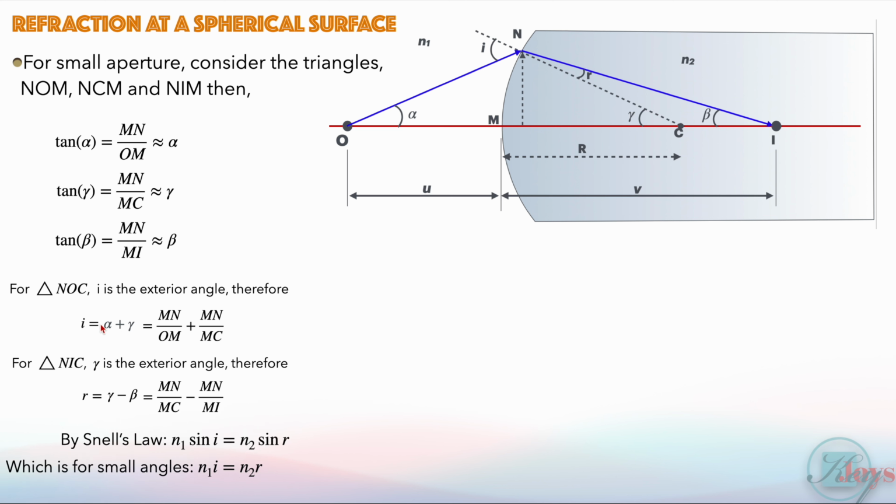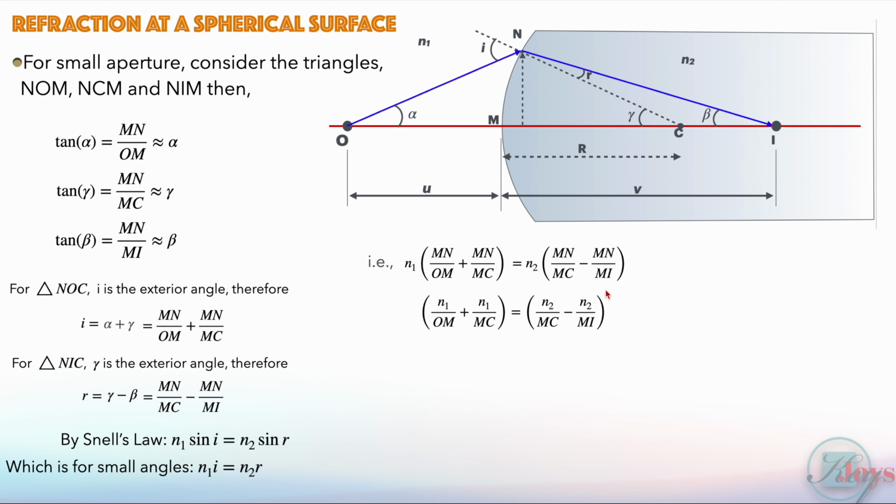So for small angles, N1 into I is equal to N2 into R, we can say. Now let us substitute for I from this equation, and R from the other equation. So when I substitute that, N1 into I is equal to Mn by Om plus Mn by Mc, and this is equal to N2 into R, which is Mn by Mc minus Mn by Mi. Mn common taken out on both sides cancels each other. So therefore N1 by Om plus N1 by Mc is equal to N2 by Mc minus N2 by Mi, we can say.